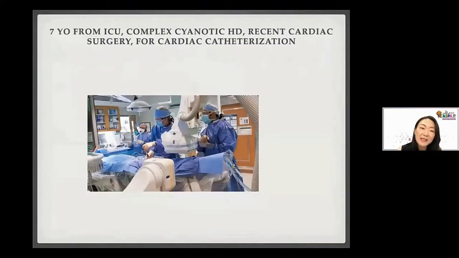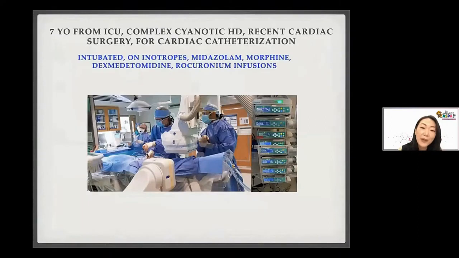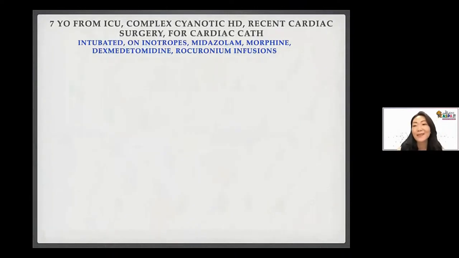So here we have a 7-year-old from the ICU who has complex cyanotic heart disease. He has had recent cardiac surgery, and he's here for cardiac catheterization. This child is intubated. He's on inotropes, midazolam, morphine, dexmedetomidine, and rocuronium infusions. So the question is, what anesthetic would you give and how much? I didn't know what to do, right? I had no information.